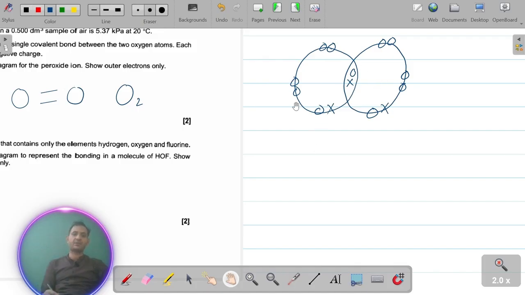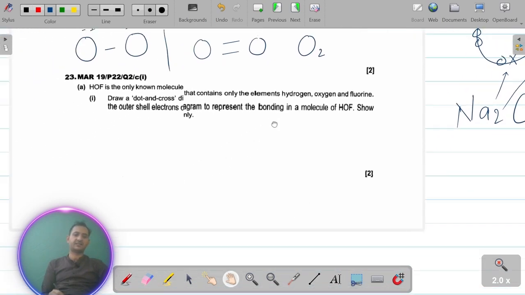Okay, because it is actually part of Na2O2. It means these two sodium atoms, one sodium atom donates an electron to this oxygen and the other sodium donates an electron to this oxygen, making an ionic bond. Okay, so it is the answer. This structure is the answer.